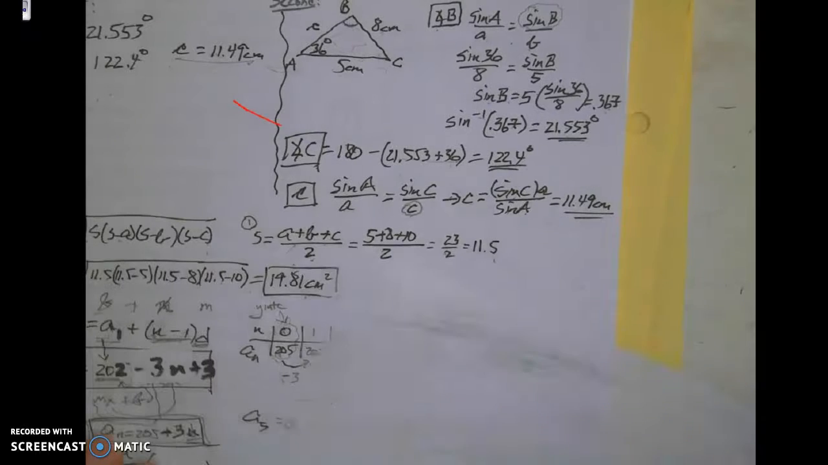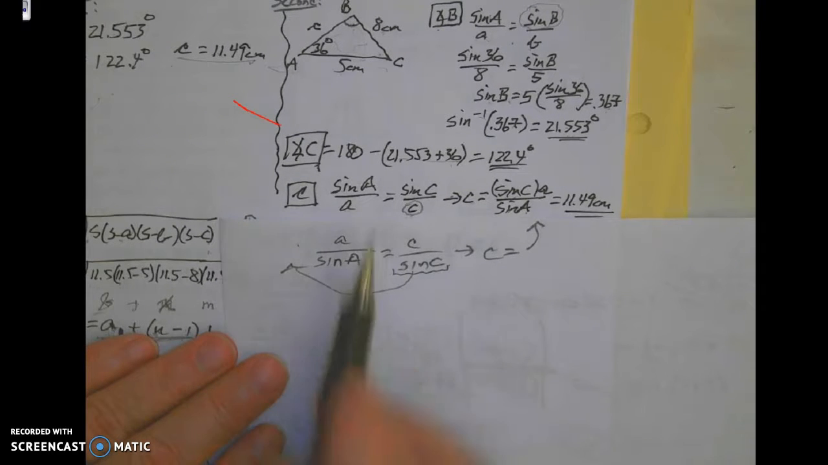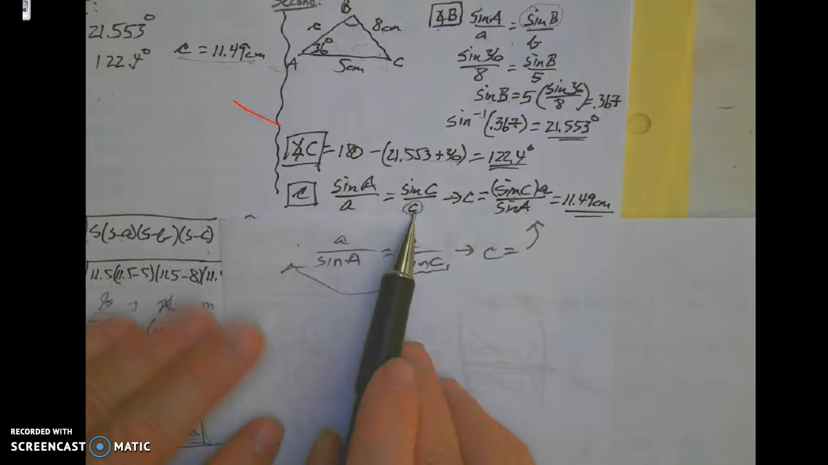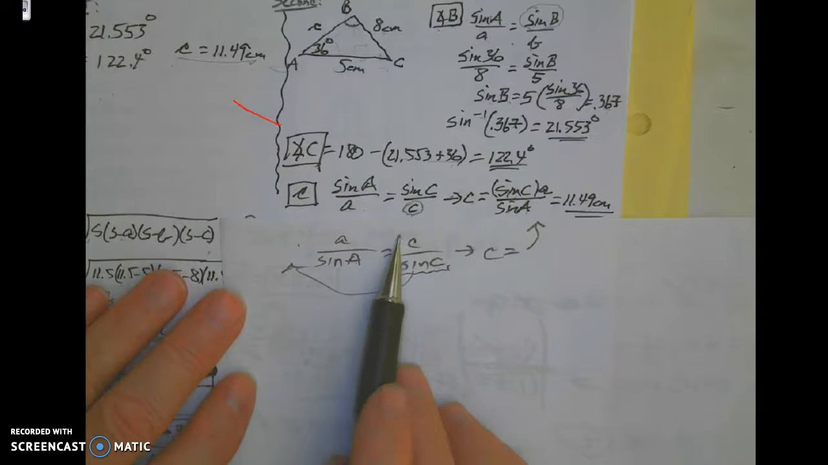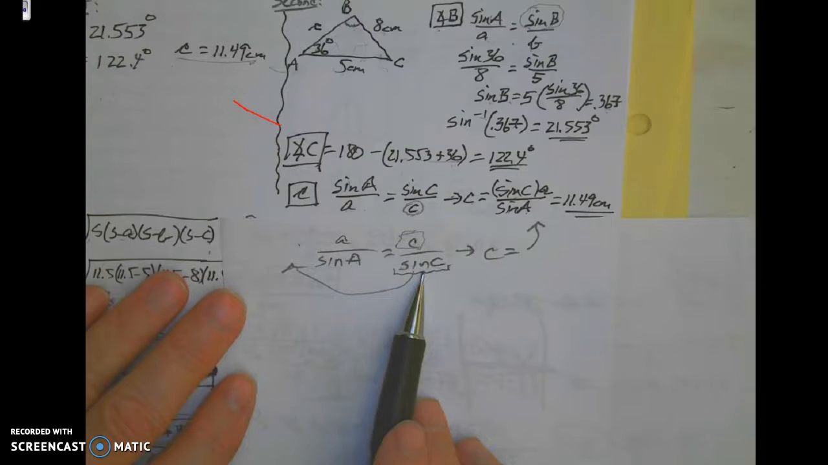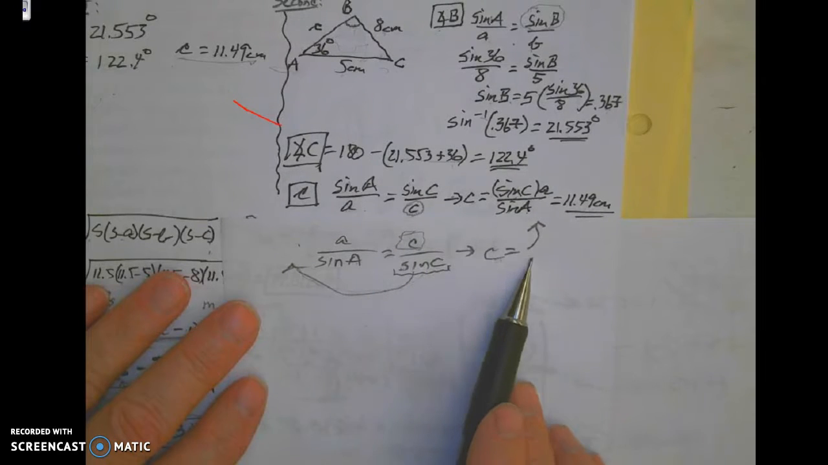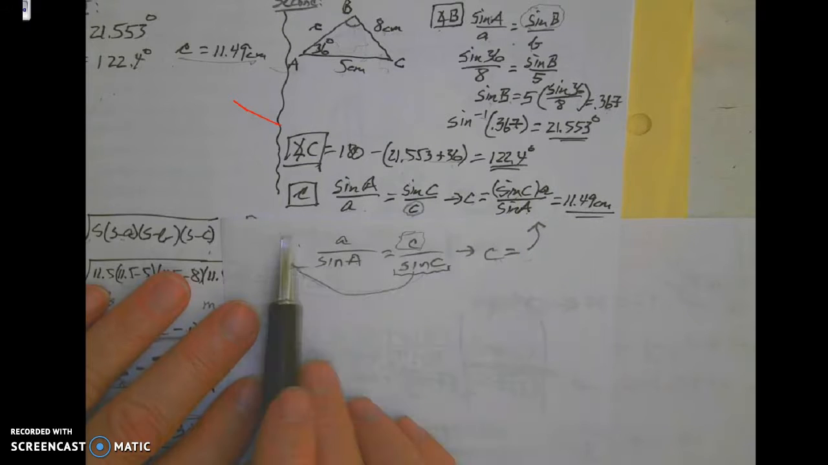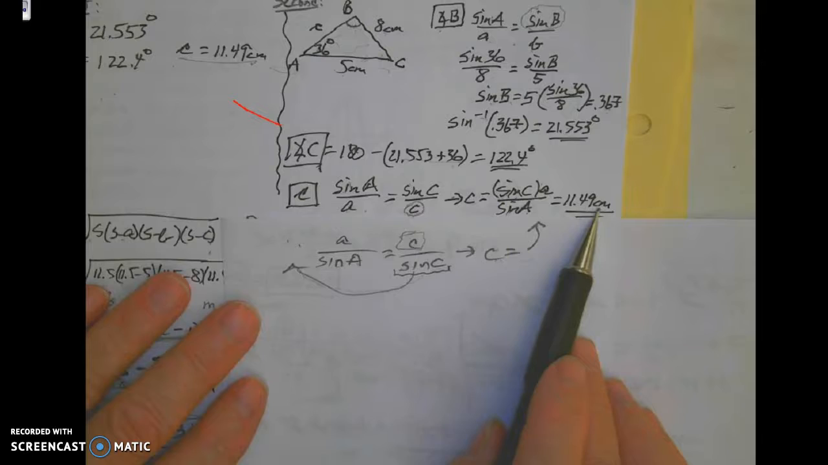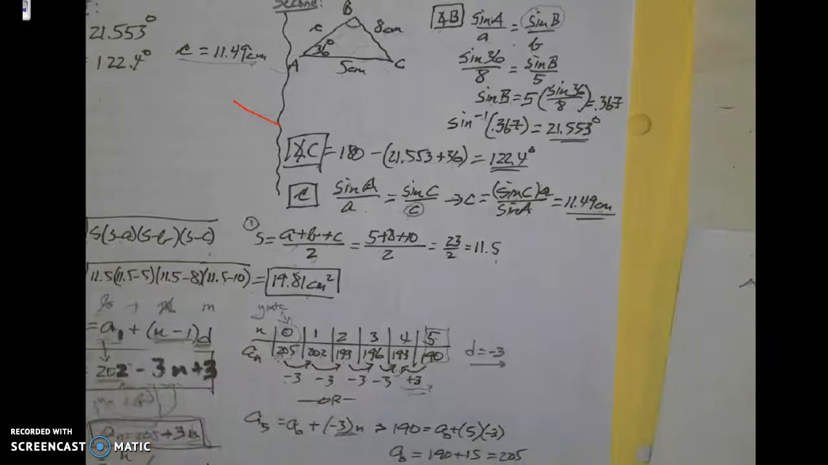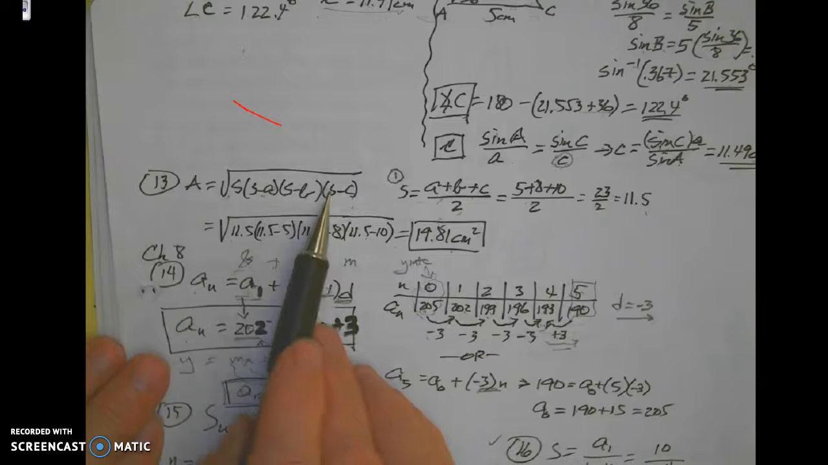Now, if you got stuck on that isolation of C, the easy way is probably to flip everything upside down. So I have A over sine of A and C over sine of C, and then all I need to do is isolate small c, move big sine of C over to this side, and then I'll end up with small c being sine of C times A over sine of A. Plug in the numbers, you get your answer. Don't forget your units.